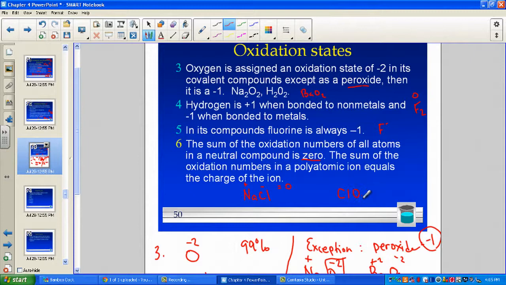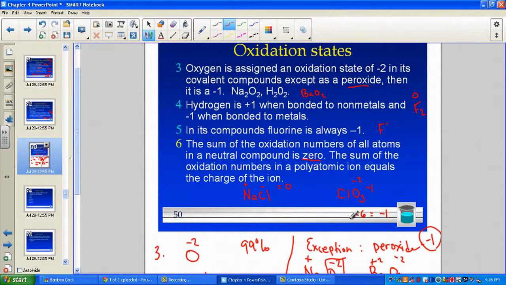Suppose I had a polyatomic ion, I'll just make up chlorate, ClO3, -1. The sum of the two oxidation states, one would come from chlorine, one would come from oxygen, their sum would give me -1 overall. By the way, what would the oxidation number of chlorine be? Rule number 3, oxygen is always assigned a -2. Always, always, unless it's a peroxide, and this is not. So the total negative, 3 times -2, is -6.